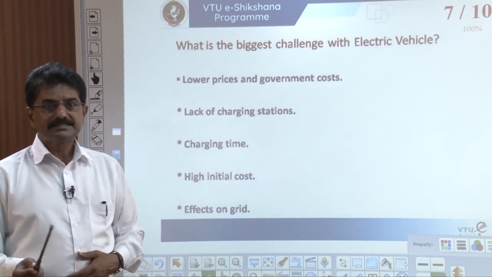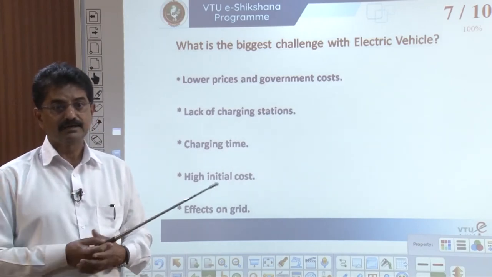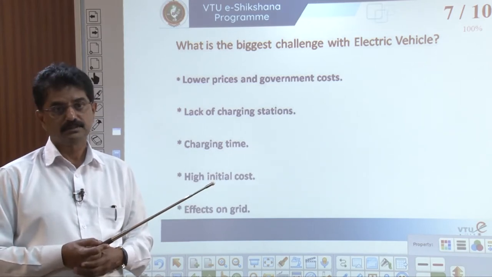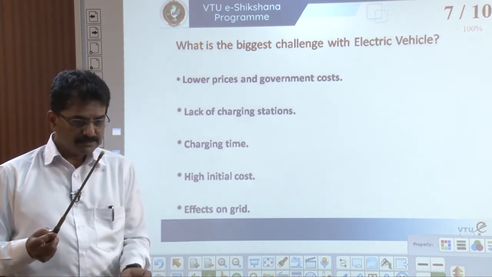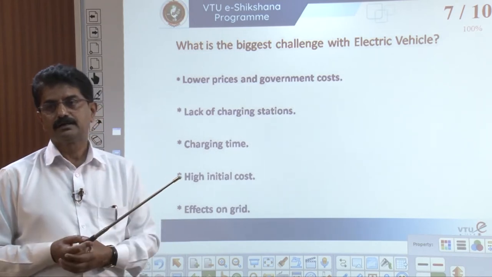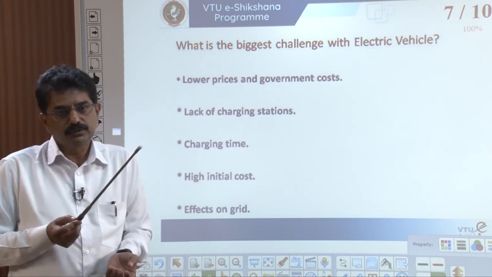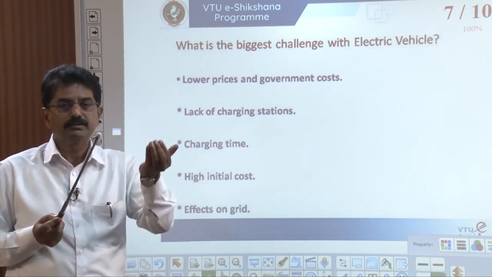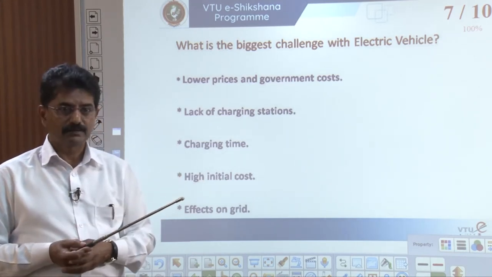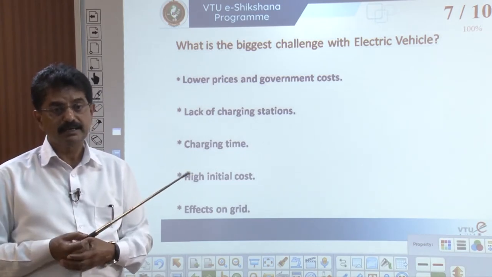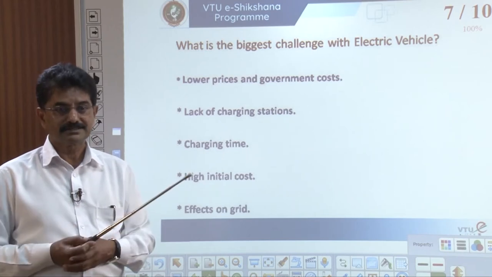What is the biggest challenge with the electric vehicle? Lower prices and the government costs. Challenges. In case a person wants to buy an electric vehicle, the government has to give a subsidy. Then we need to encourage and motivate people to buy electric vehicles. Lack of charging stations, that is a disadvantage. Main disadvantage, lack of charging stations.